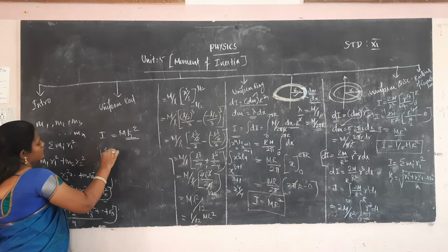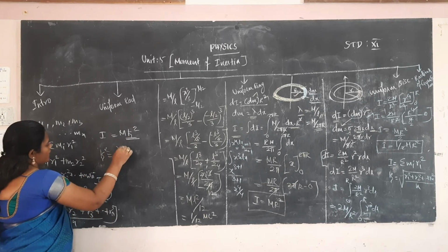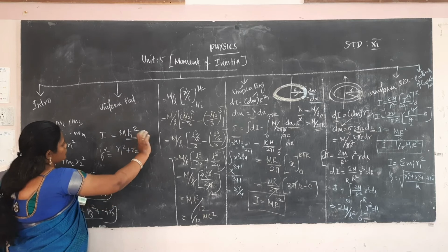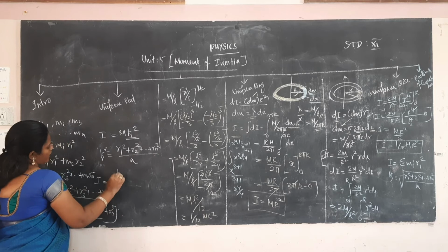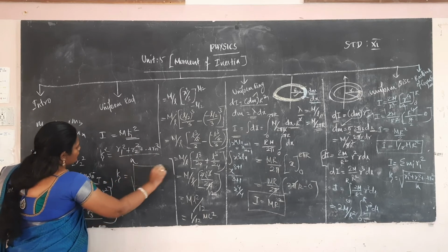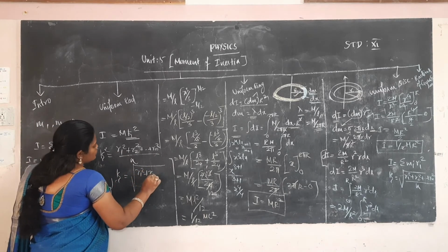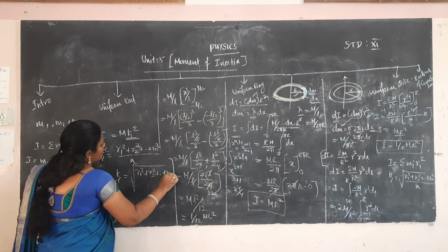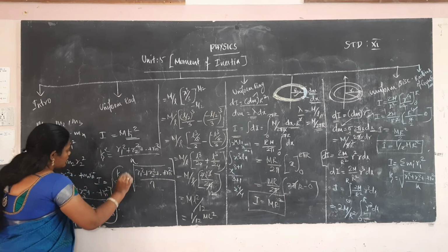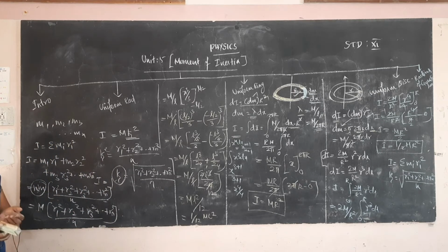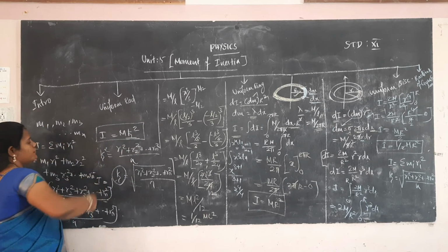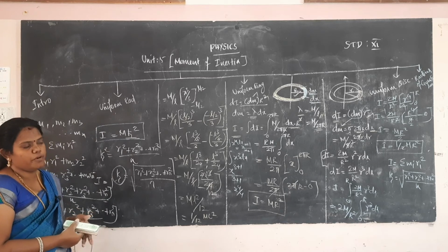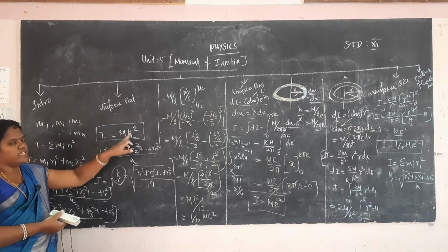So k square is equal to r1 square plus r2 square plus up to rn square by n. So k is equal to the square root of r1 square plus r2 square plus up to rn square by n. That k term is denoted as the radius of gyration. The radius of gyration is used to find the moment of inertia of an irregular shaped object, not a particular shape.